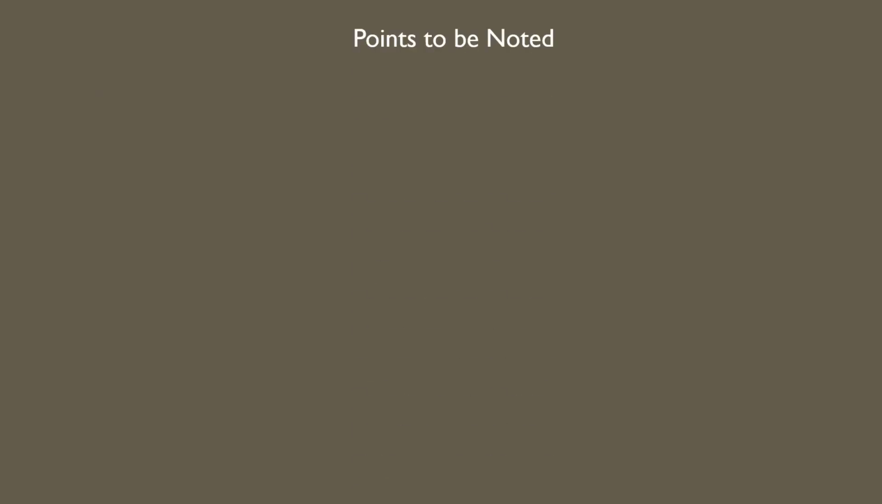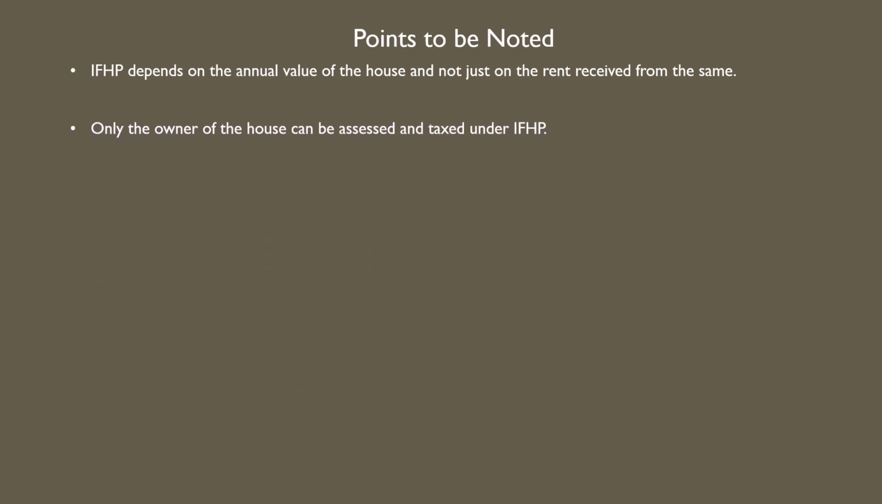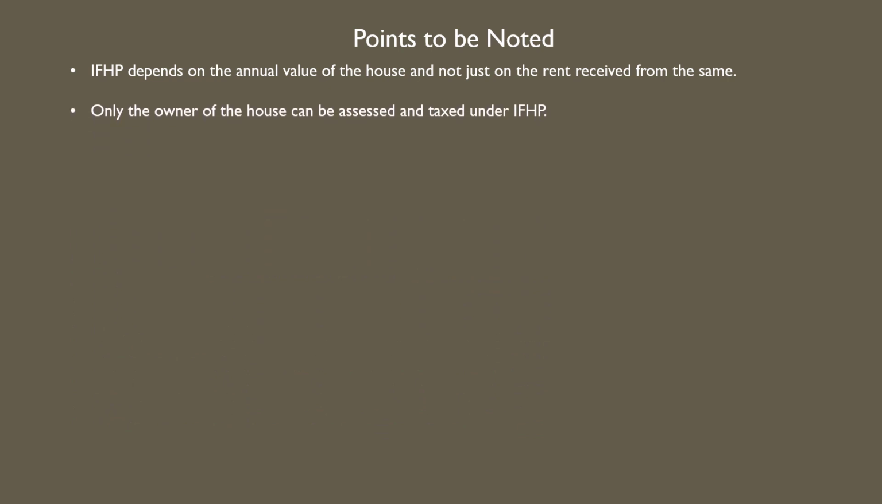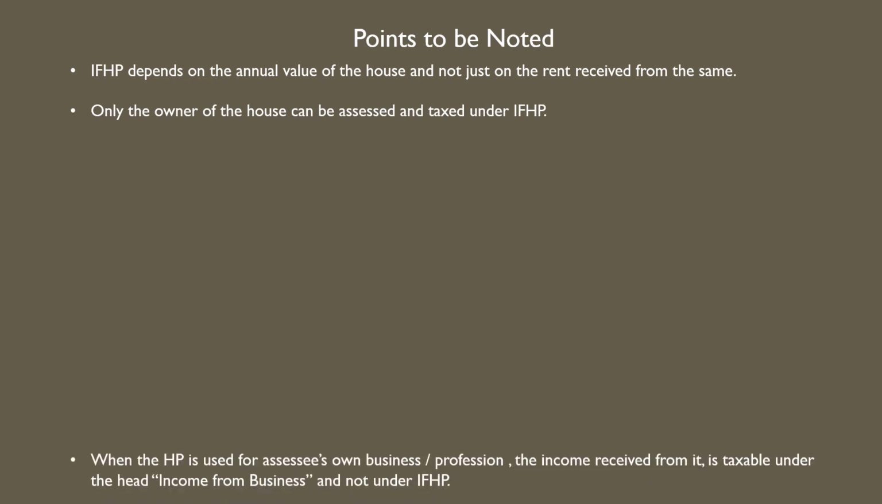Let's summarize briefly what we have looked at and also note the important provisions under income from house property. Income from house property depends on the annual value of the house and not just on the rent received from the same. Only the owner of the house can be assessed and taxed under income from house property.